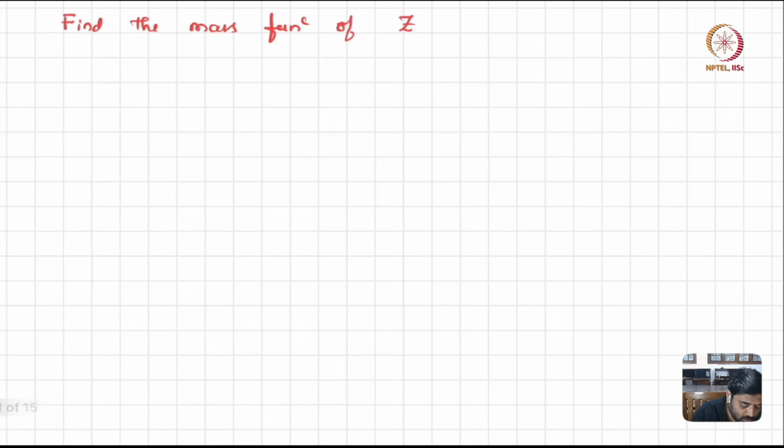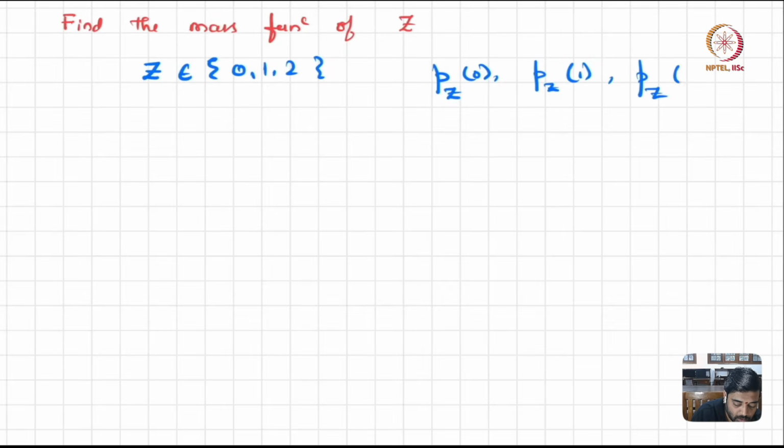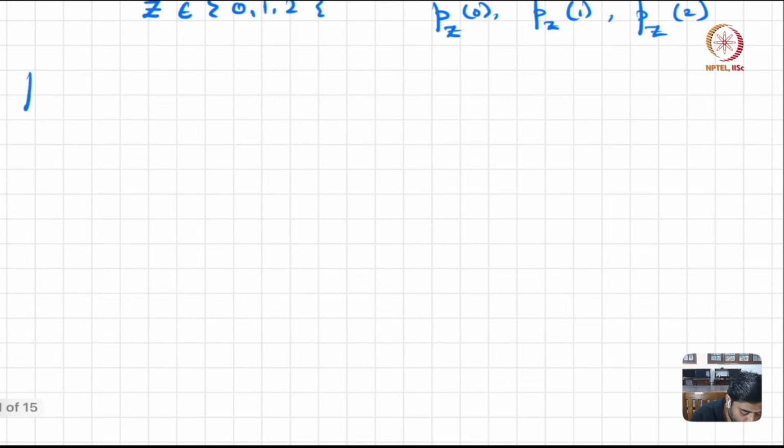Let's go ahead with this. Z can take the values 0, 1, 2. These are the values that Z can actually take. So now we have to find the mass. That means what are the things that you should do? Now P_Z of 0 you should calculate. P_Z of 1 you should calculate. Mass at 2 you should calculate. Okay. So now P_Z of 0.